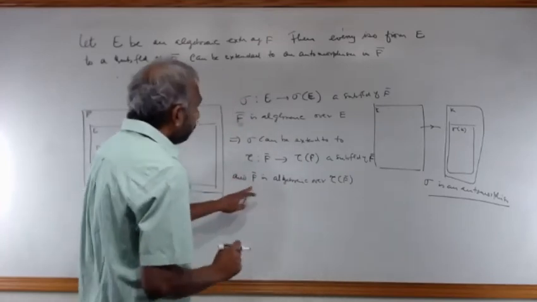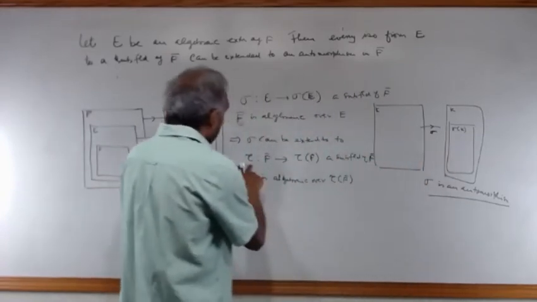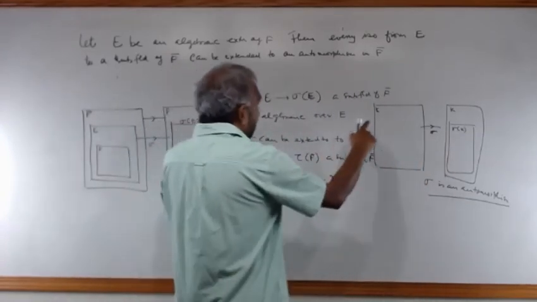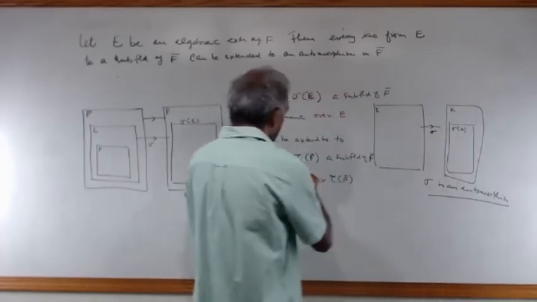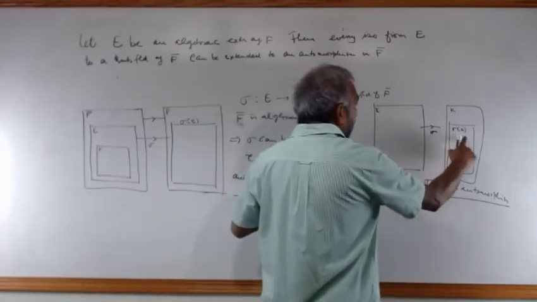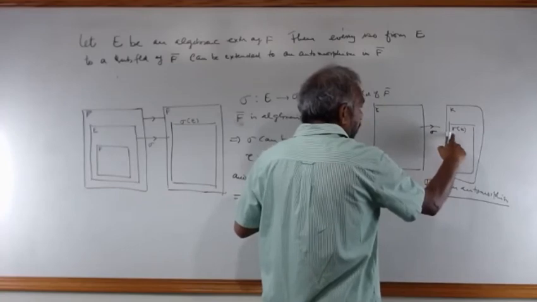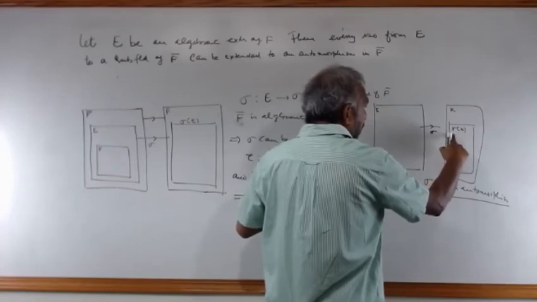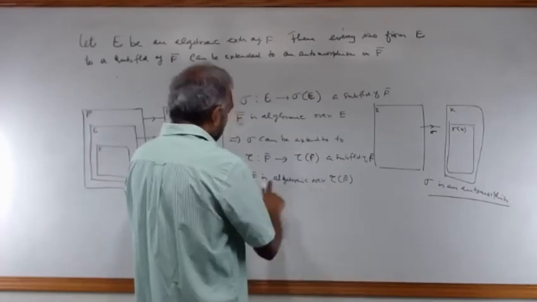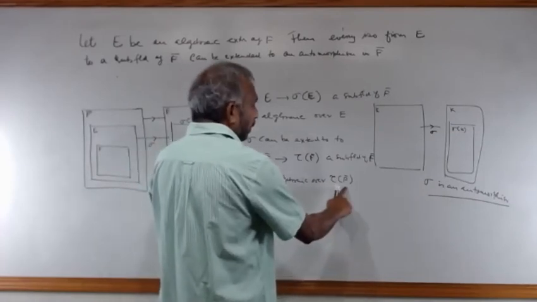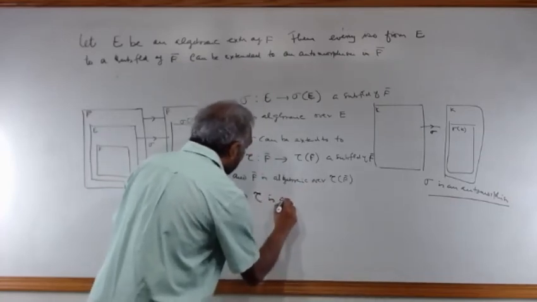Now we apply this theorem. So here our sigma is this tau, F closure is the K, and this is our sigma K. Tau of F closure is sigma K. And K is algebraic over sigma of K. Here F closure is algebraic over tau of F closure. That means tau is an automorphism.